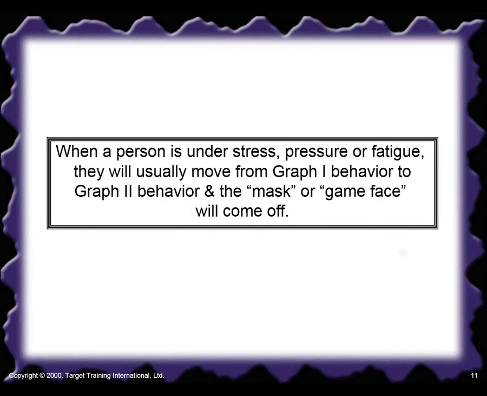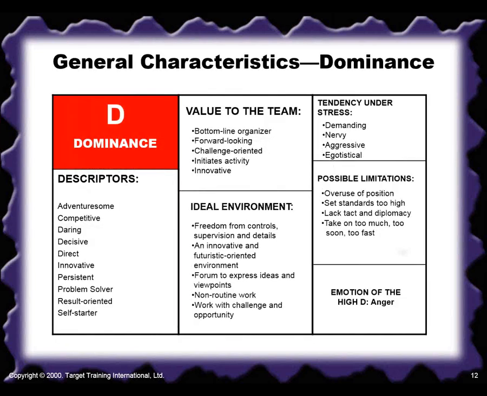So here is the bottom line about graph one and graph two. When a person is under stress, pressure, or fatigue, they will usually move from graph one behavior to graph two behavior, and the mask or game face will come off, which means graph two is the real you. And that's what you want to have, graph one and graph two, to be as close, as similar as possible.